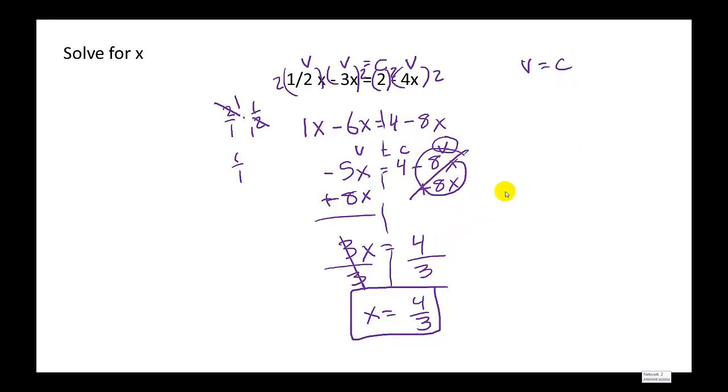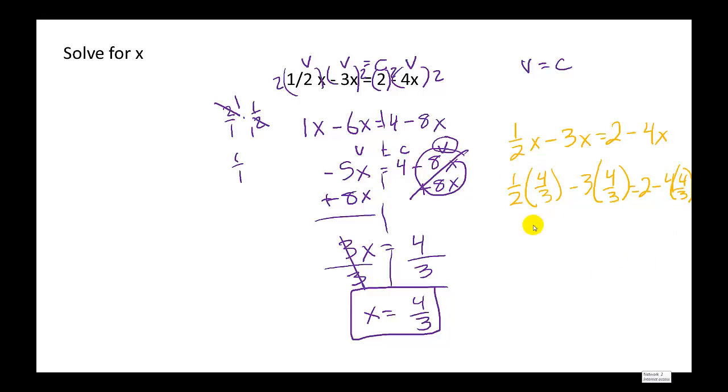And now we need to check. Make sure that our answer is correct, because it's a fraction, and that may mean that some of us think it's wrong. So we have 1/2 x minus 3x equals 2 minus 4x. So when we plug in x of 4/3, we have 1/2 times 4/3 minus 3 times 4/3 equals 2 minus 4 times 4/3.